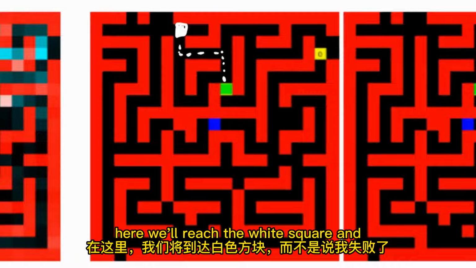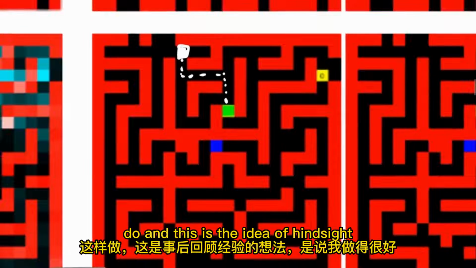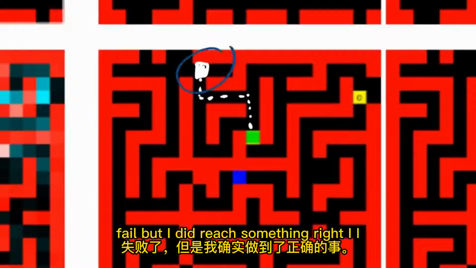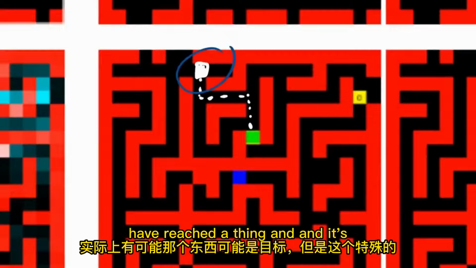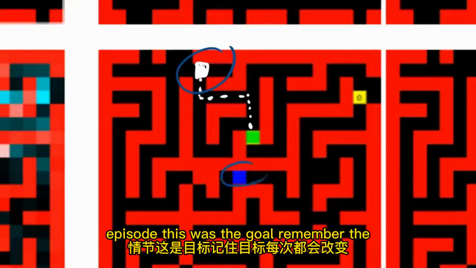It will go here, here, and here. We'll reach the white square. And instead of saying, oh, I failed, what you can do, and this is the idea of hindsight experience replay, is to say, well, I did fail, but I did reach something, right? I have reached a thing. And it's actually possible that that thing could have been the goal, but this particular episode, this was the goal.